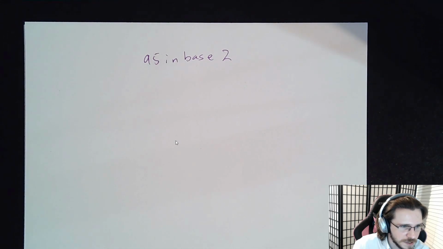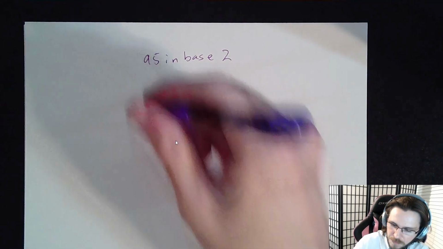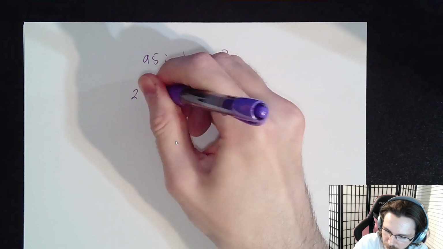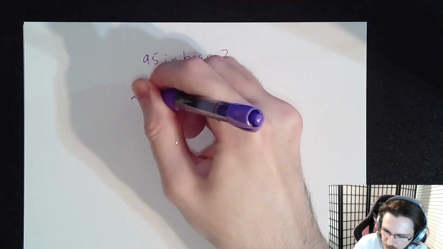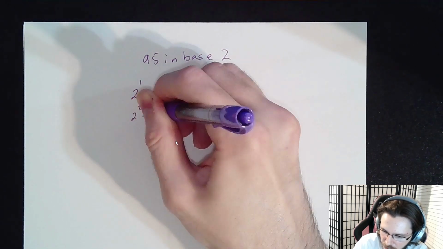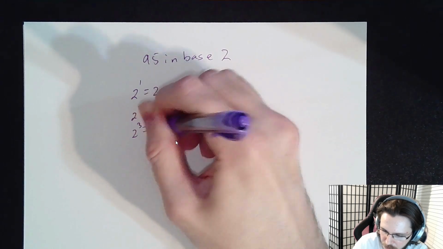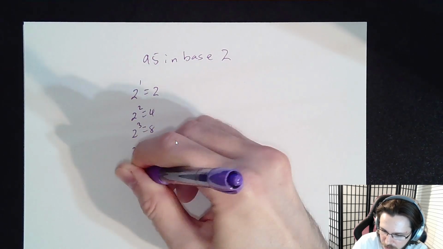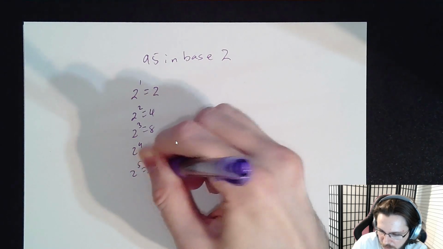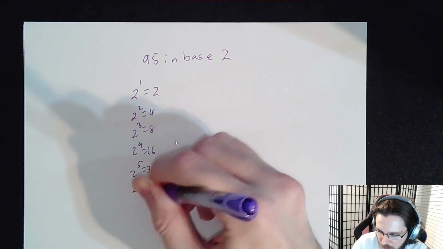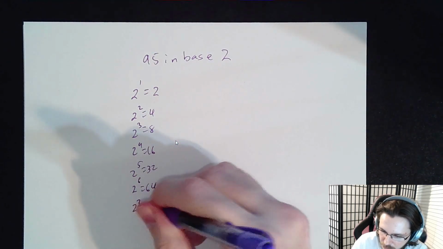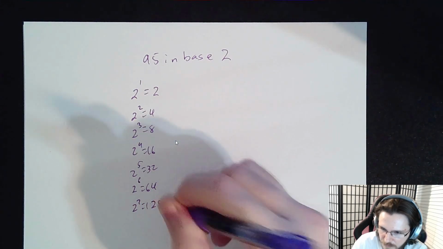First thing to do is to write out all of the powers of 2. So 2 to the first power, which is just 2. 2 to the second power is 4. 2 to the third power is 8. 2 to the fourth power is 16. 2 to the fifth power is 32. 2 to the sixth power is 64. 2 to the seventh power is 128.